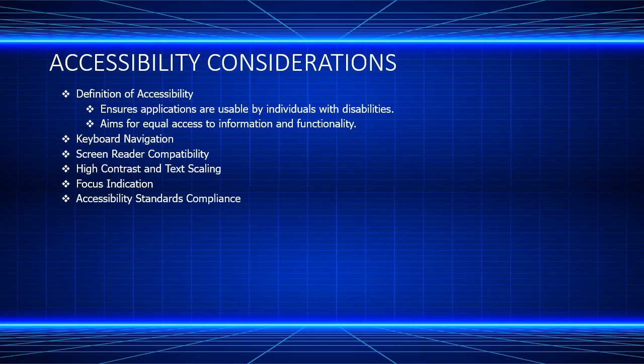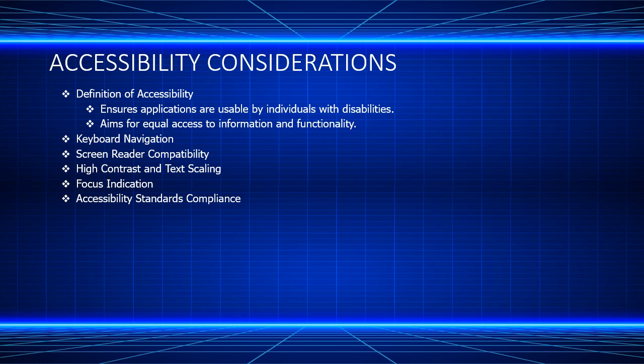VB.NET, Application Development. Prioritizing accessibility is paramount to ensure all users, including those with disabilities, can effectively engage with the user interface. Let's delve into key accessibility considerations in VB.NET.